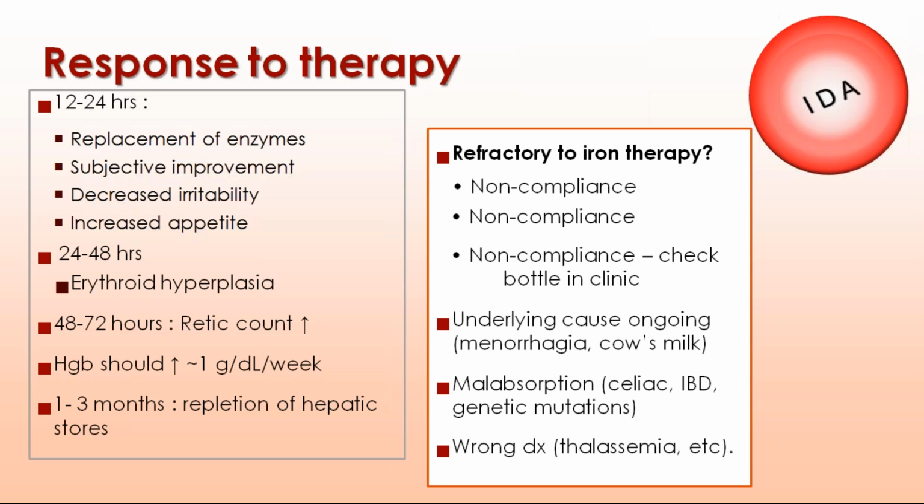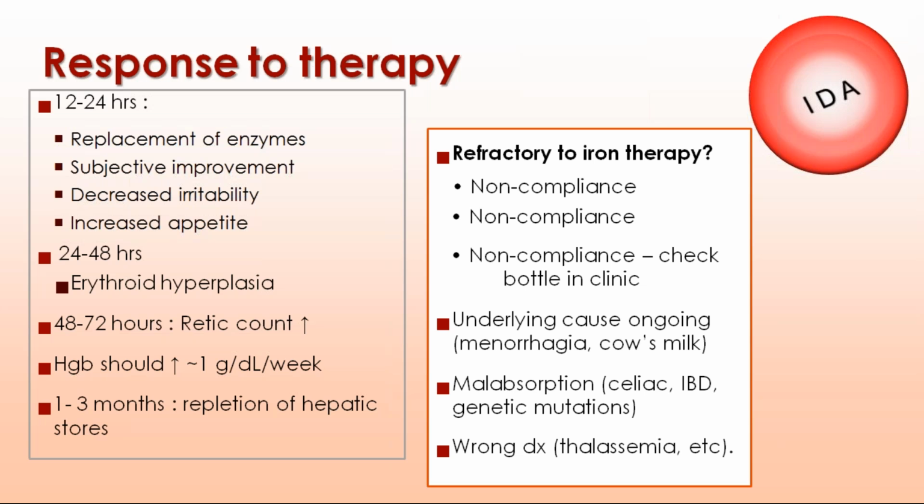After 1 to 2 days, the erythroid hyperplasia starts, if you check the bone marrow, though usually we don't do that. At 2 to 3 days, that is 48 to 72 hours, the reticulocyte count increases. So the retic count is the only physical change; clinically, laboratory-wise, you can observe the change in the retic count after 3 days.